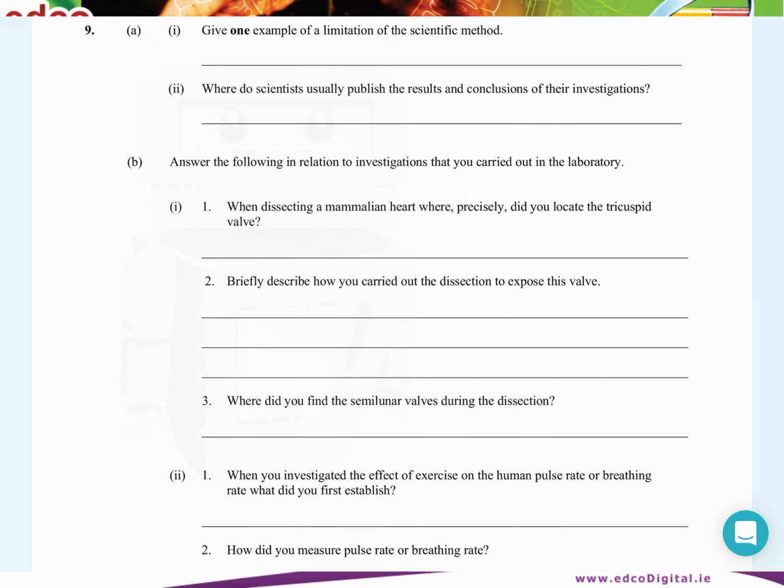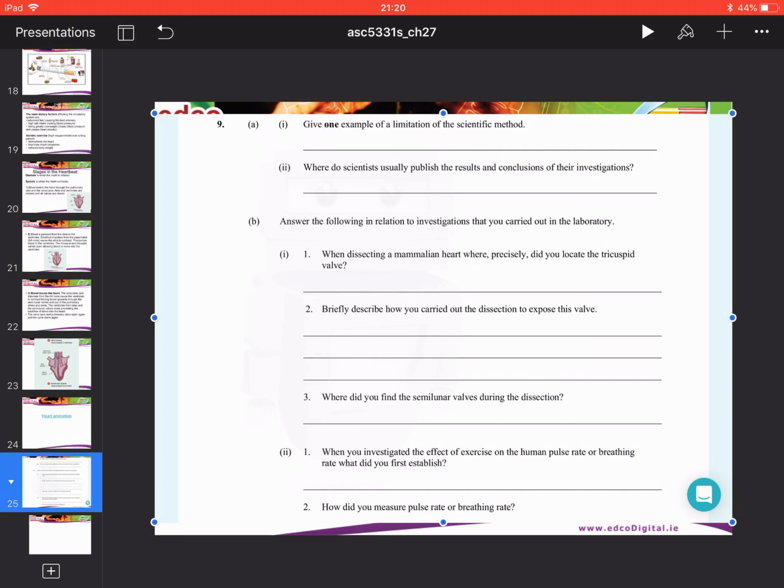And when you investigated the effect of exercise on the human pulse rate or breathing rate, what did you first establish? So as I mentioned before, that is the resting heart rate. How did you measure the pulse rate or breathing rate? We measured it by placing 2 fingers on our wrist or on our neck where we could feel a pulse. We timed ourselves for 60 seconds and wrote down our answer. Okay, make sure you include time there.